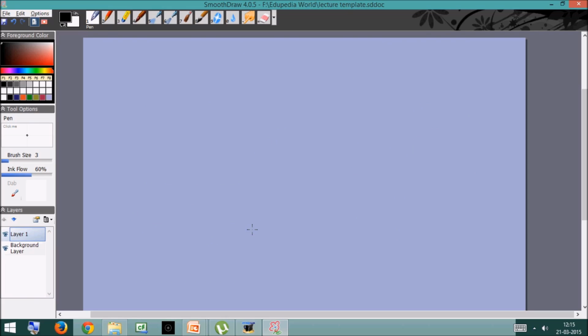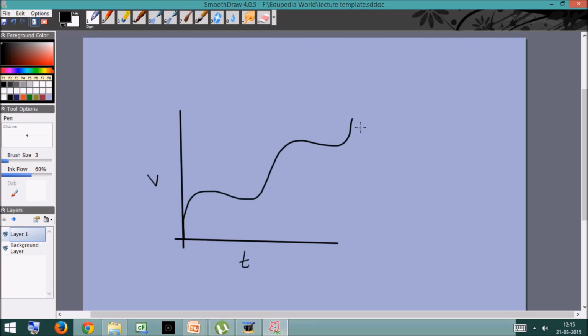Similarly, let's look at a more interesting graph, that would be the graph of velocity versus time. The velocity versus time graph of a particle at every point would have a slope, and that slope would give us dv by dt, which would give us acceleration.